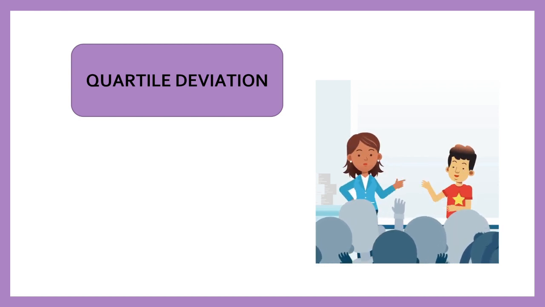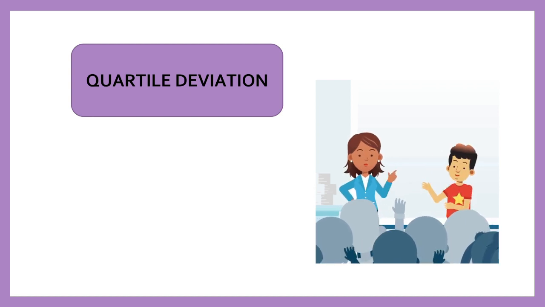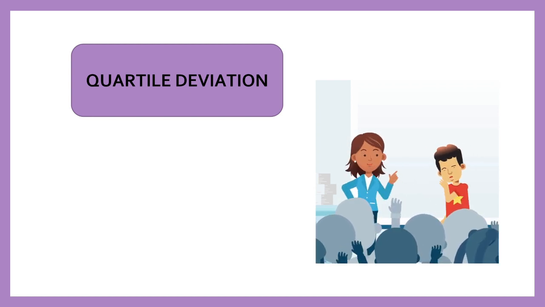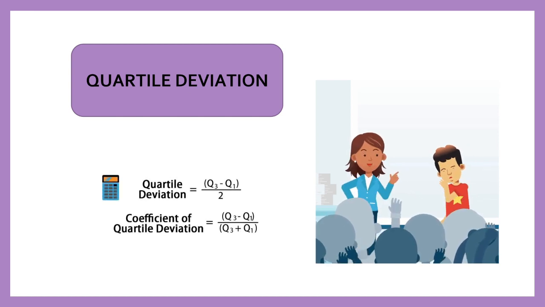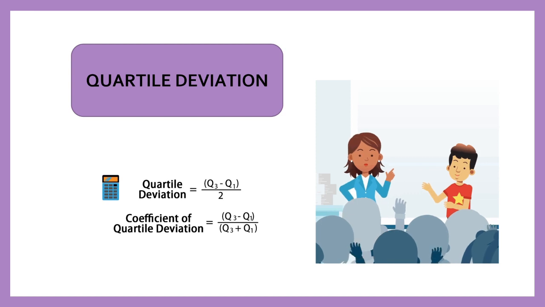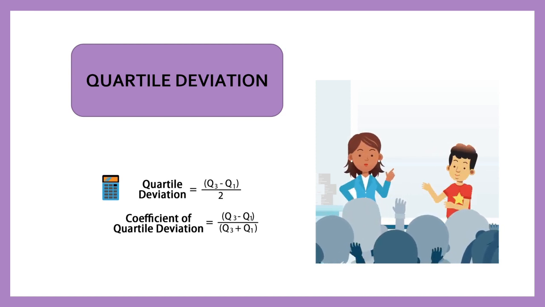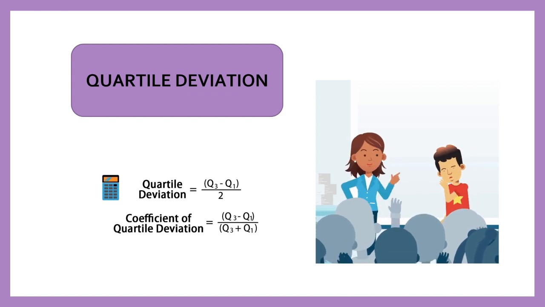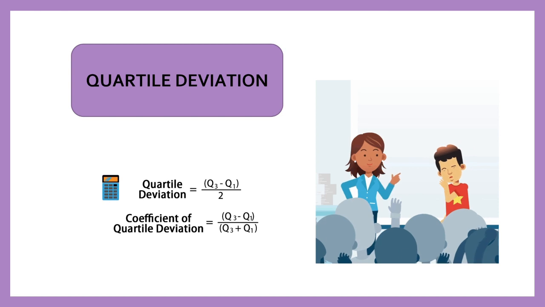Interquartile range is defined as the difference between the two extreme quartiles of a series. Thus, absolute IQR equals Q3 minus Q1 and coefficient of IQR equals (Q3 - Q1) upon (Q3 + Q1), where Q3 is the upper quartile of a series and Q1 is the lower quartile of a series.